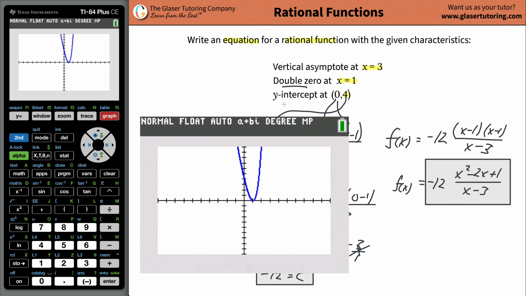So what we have here, notice that we have a double zero at 1, meaning that's where the function just touches. There it is. Beautiful thing. It also tells us that the y-intercept is negative 4. Look, there it is. Another beautiful thing.